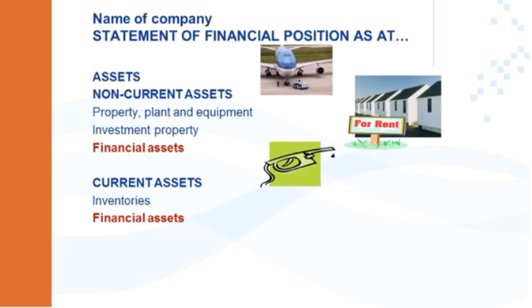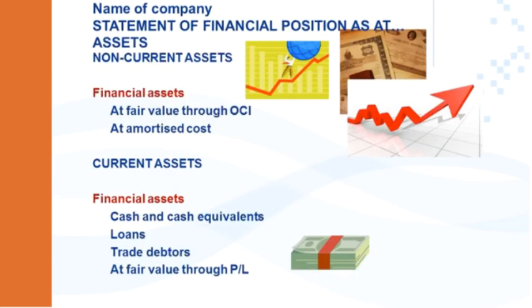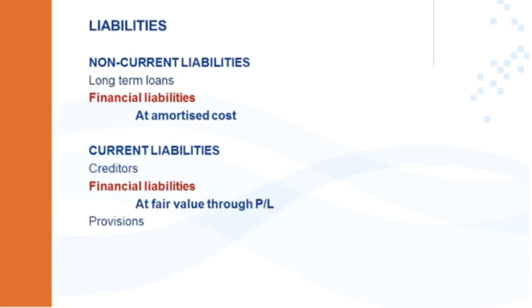Under assets, both non-current and current assets, we now have a new line item representing financial assets. Under non-current financial assets, new categories such as at fair value through OCI and at amortized cost will be introduced. Under current assets, you will come across items such as cash and cash equivalents, loans, trade debtors, and at fair value through profit or loss. Some of these items are familiar, some are new.